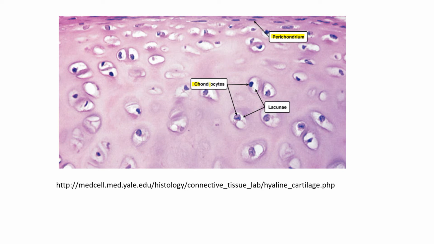We have chondrocytes, which are the cells of the cartilage, which are surrounded in these lacunae, and lacunae are going to be just artifacts that don't stain well on H&E. They're not actually part of the structure, but this is a great picture to help you visualize what cartilage looks like.